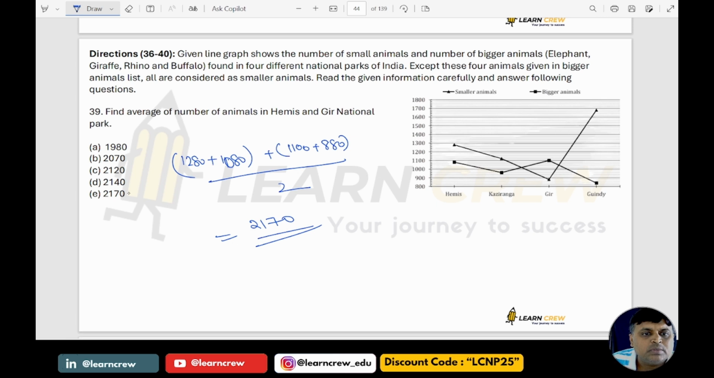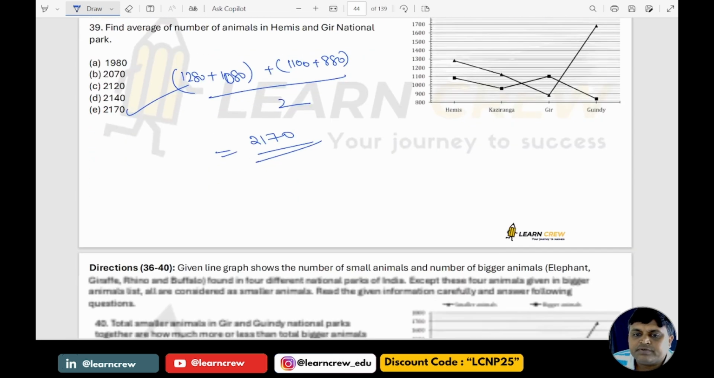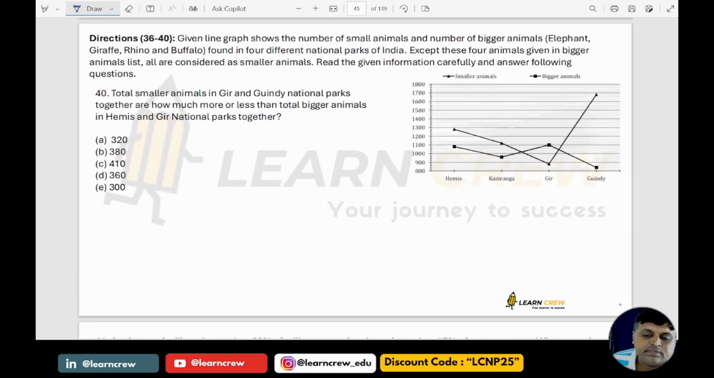2170. 2170 is the option. Now question number 40. Total small animals in Gir Gindi National Parks together are how much more or less than total bigger animals in Hemis and Gir National Park together?